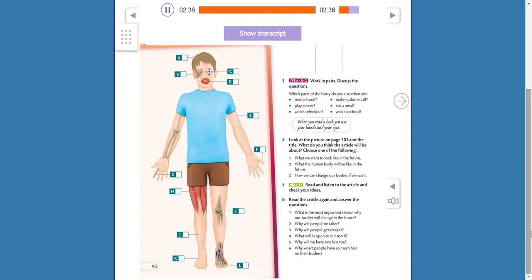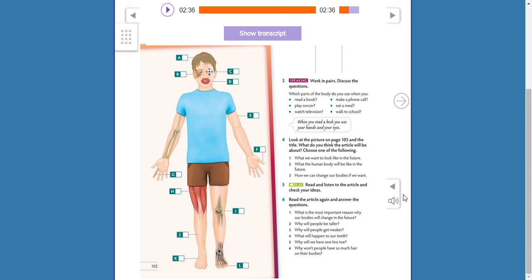So, according to the video, what is the best idea for this title? What we want to look like in the future, what the human body will be like in the future, and how we can change our bodies if we want. Well, remember this activity we're going to do in our classes. We're going to discuss and see which one is the best. Okay, read the article again and answer that question.